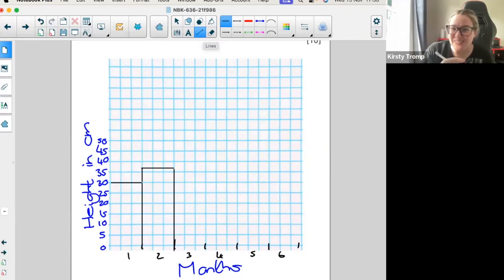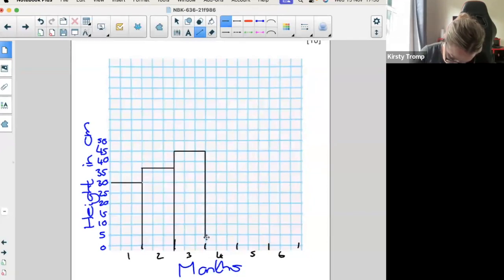Thank you so much for those people helping me in the chat. Month 3 grew to 45. So 45, there we go. 1, 2, 3, going across for my graph. Moving down. Okay, histogram. No spaces in the word histogram. No spaces on a histogram graph.